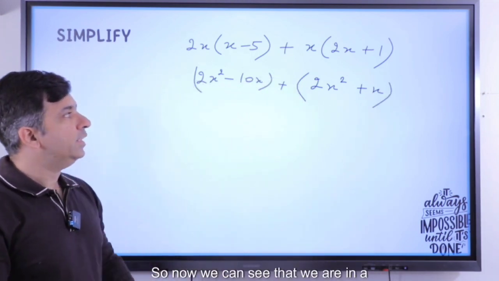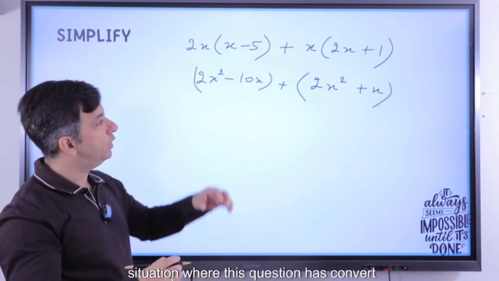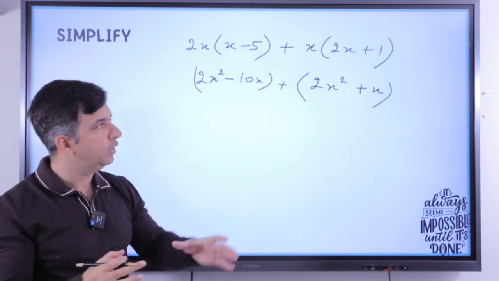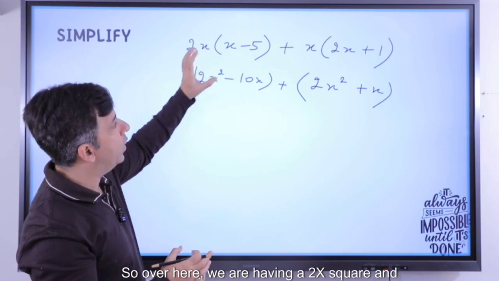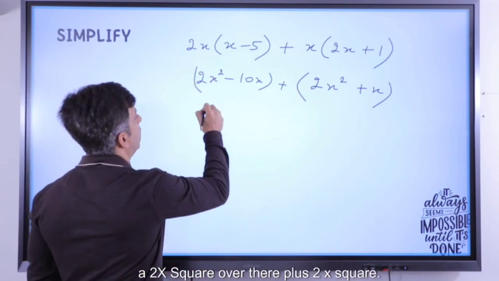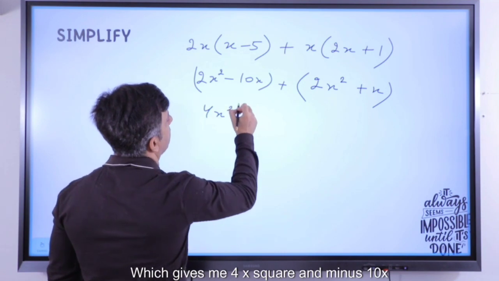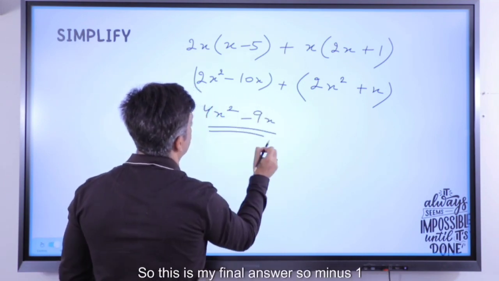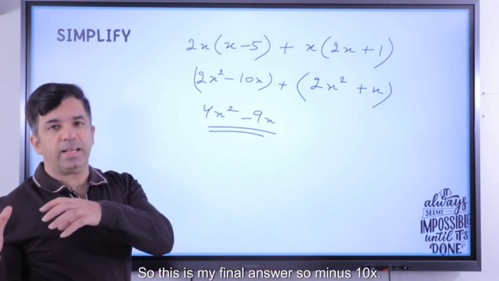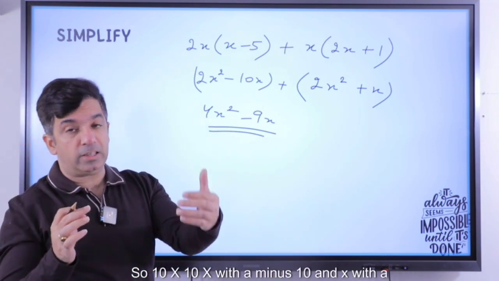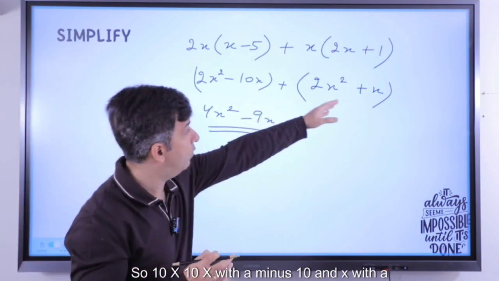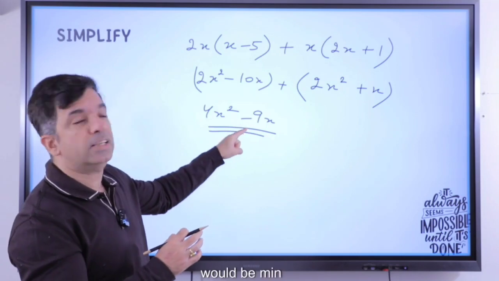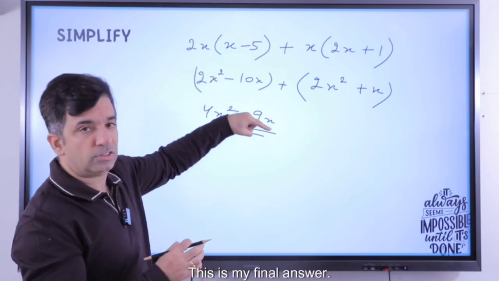So now we can see that we are in a situation where this question has converted into a question of simple addition and subtraction of polynomials. So over here we are having a 2x square and a 2x square over there, plus 2x square, which gives me 4x square, and minus 10x plus x, which gives me minus 9x. So this is my final answer. So minus 10x, and x with a simple 1 over there. So minus 10 plus 1 gives me minus 9. So it would be minus 9x. This is my final answer.